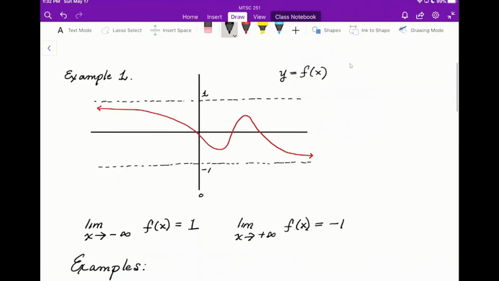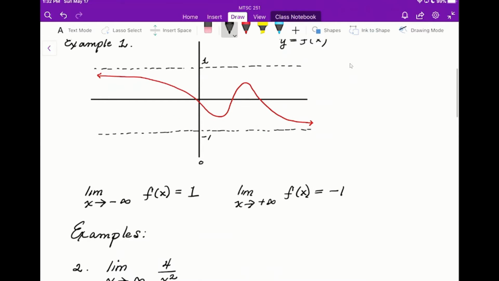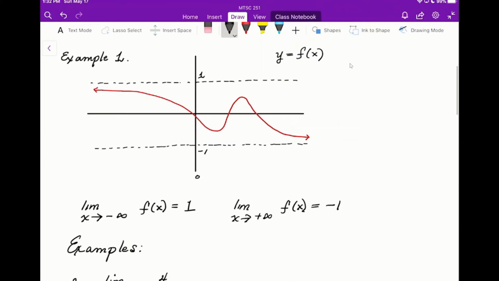So let's look at this first example. Here's our function y is equal to f of x. If we look at x approaching positive infinity, that means x is going in this direction. Our function is approaching the value of 1. And if we look at x approaching negative infinity, we can see that our function is approaching -1. So this is a graphical way of determining the limits.